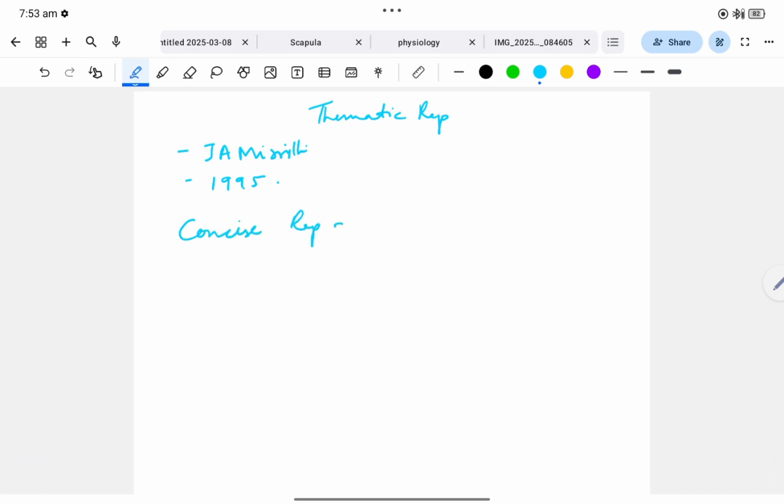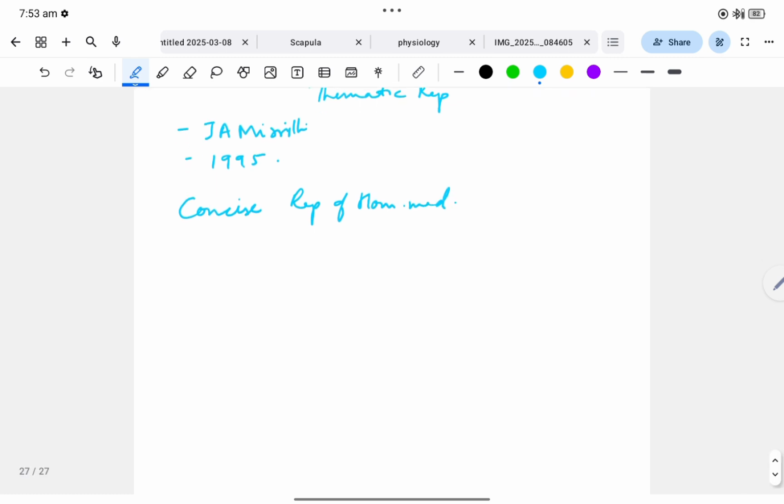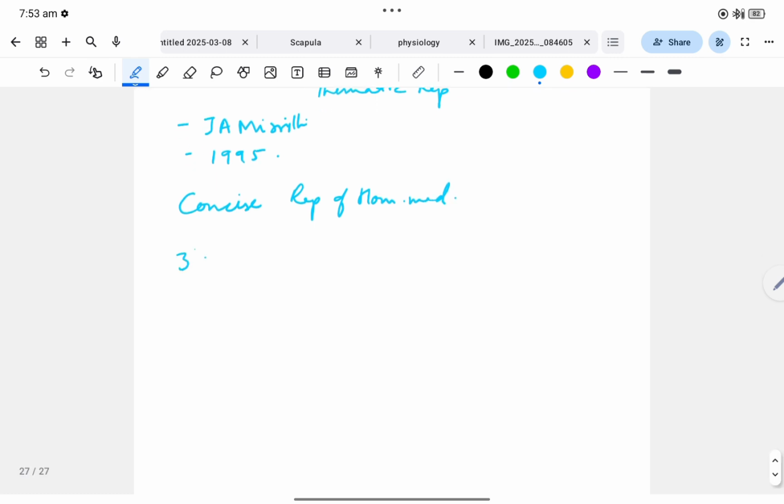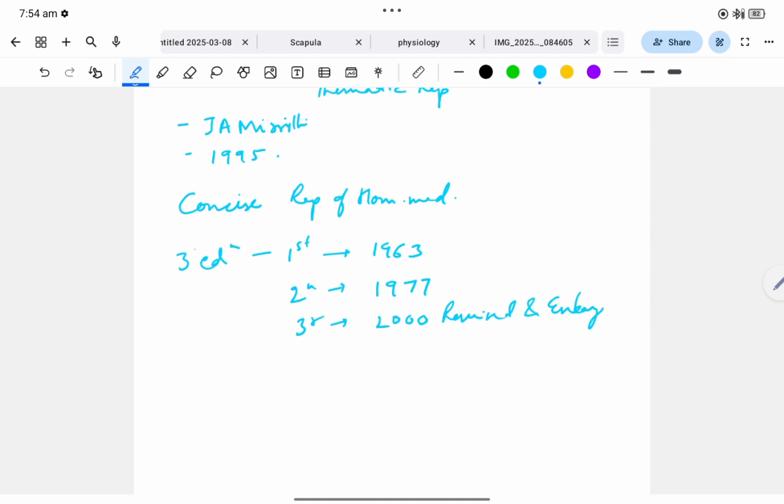Next repertory we studied: Concise Repertory of Homeopathic Medicines. Its 3 editions came. So first published in the year 1963. Second, 1977. And third, 2000. And this third edition is also known as Revised and Enlarged Edition by D.S. Pathak.